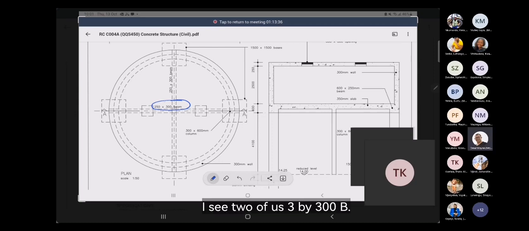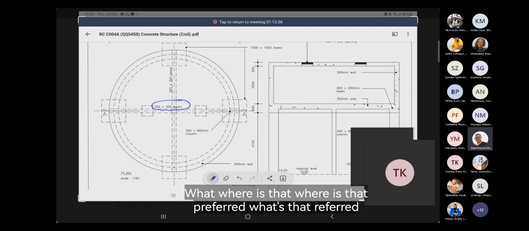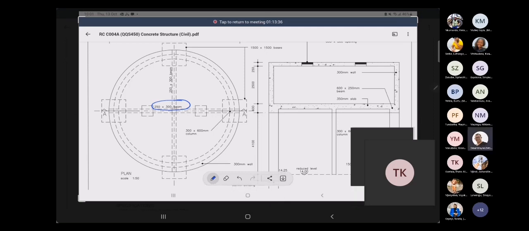I see 250 by 300 B. See it? Right? Where does that refer? What's that refer to? It refers to... okay? Can you see that?